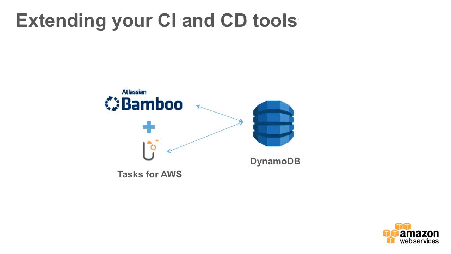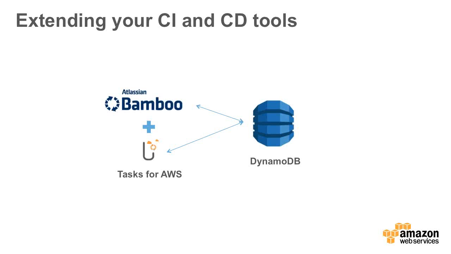Extending our CI and CD tools is something that some of our more advanced customers need to be able to do. And so what we've chosen to talk about here is using Bamboo and Tasks for AWS in conjunction with DynamoDB to enrich what Bamboo knows about our AWS infrastructure. So really what we can do is use something as simple as DynamoDB as a key value store to build some lightweight configuration management database.